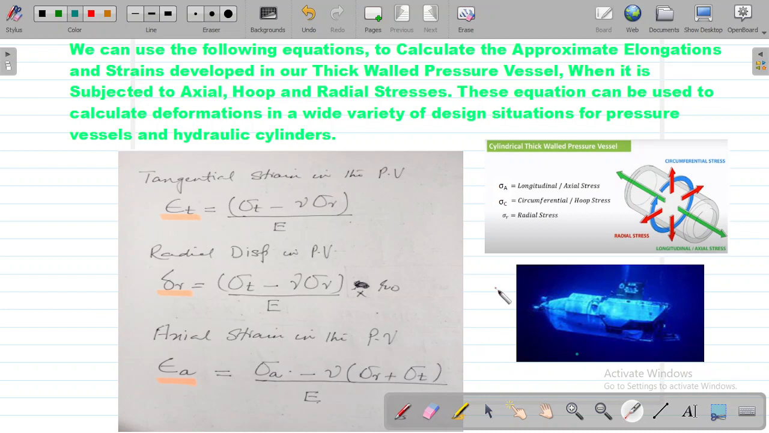I hope this will assist you in designing of a pressure vessel when you are doing it in your job, in your industry, and it would clear your concept.